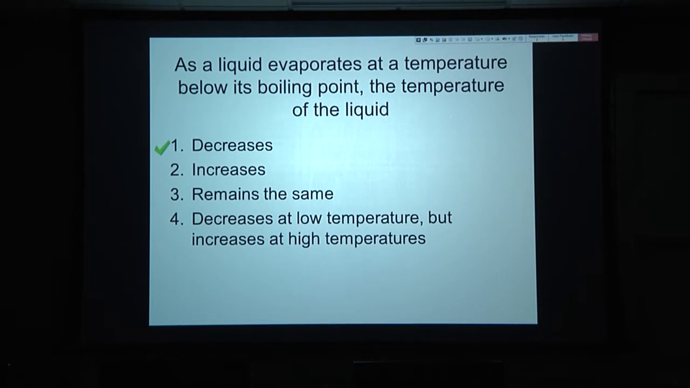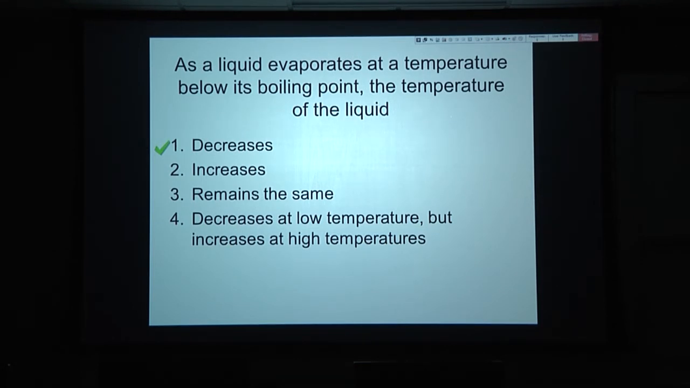The answer is the temperature of the liquid decreases as the evaporation process happens. The reason this happens makes sense, because the higher energy molecules are escaping into the gas phase, which means on average the kinetic energy of the liquid sample is decreasing as the evaporation happens. This is how evaporative cooling works.